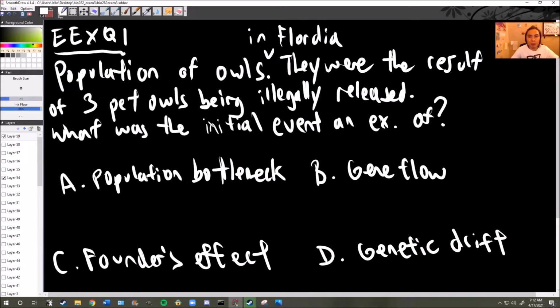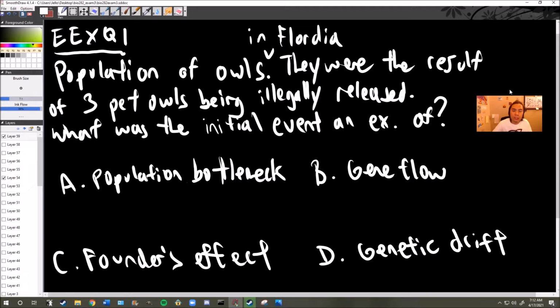Evolution example question 1. There's a population of owls in Florida. They were the result of 3 pet owls being illegally released. What was the initial event an example of? Okay, population bottleneck. Although it is a really small population, it's not really a bottleneck.